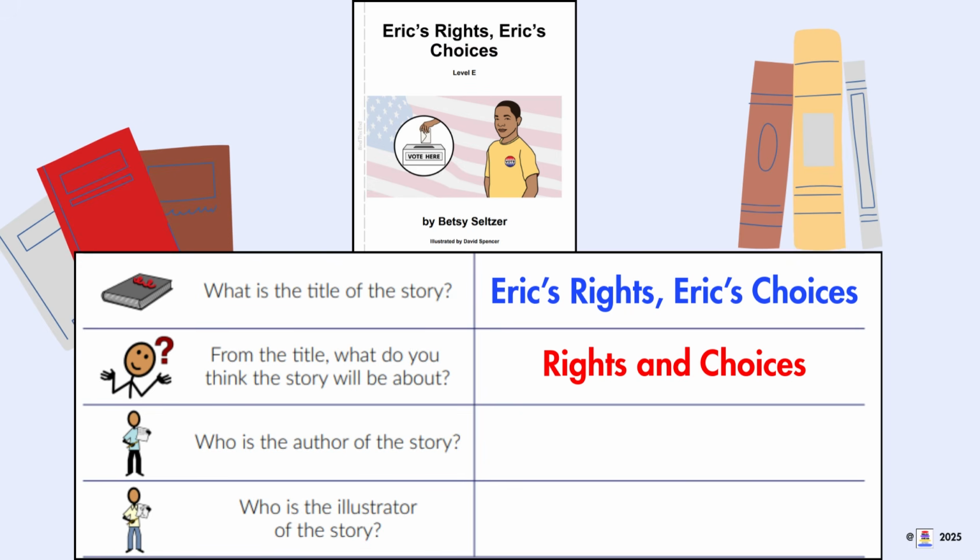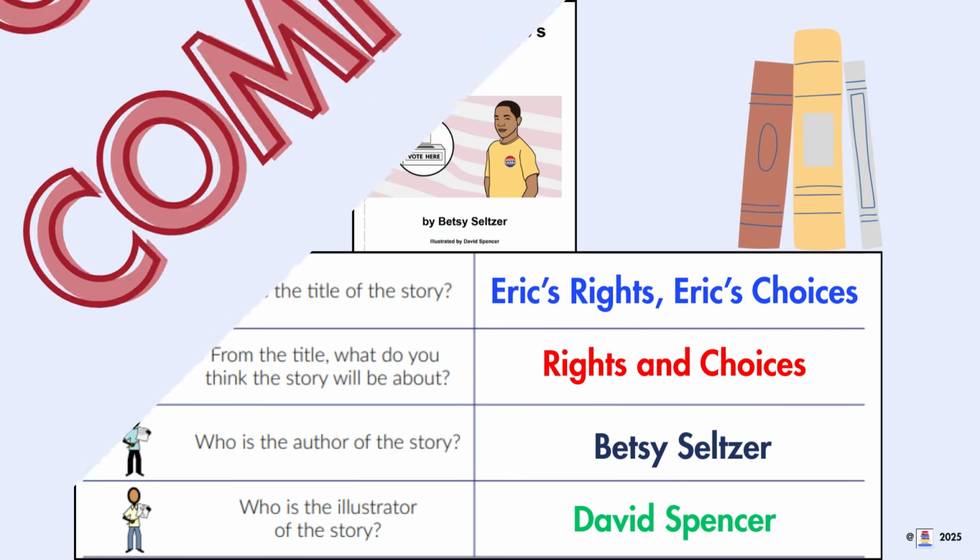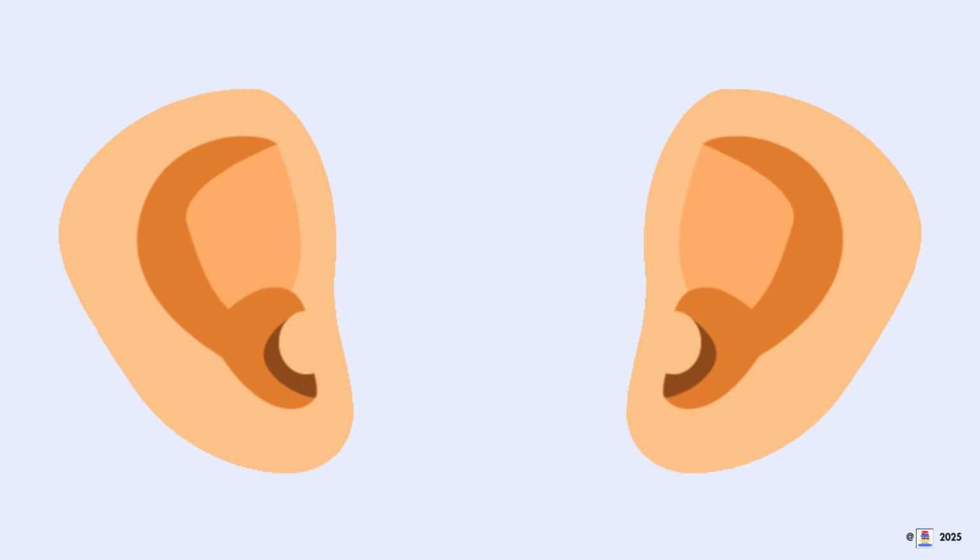Third question: who is the author of this story? Great job! The author is Betsy Settelzer. Last question: who is the illustrator of the story? You got it. The illustrator is David Spencer, and we can find his name right below the authors. Awesome work, students. Now we're ready to read Eric's Rights, Eric's Choices. So grab a comfy spot, open your ears for listening, and let's get started.